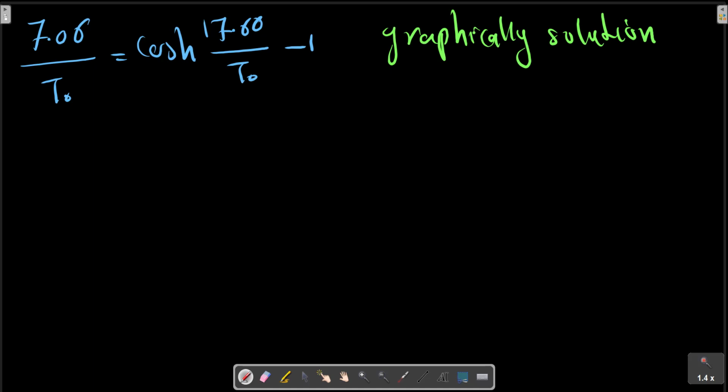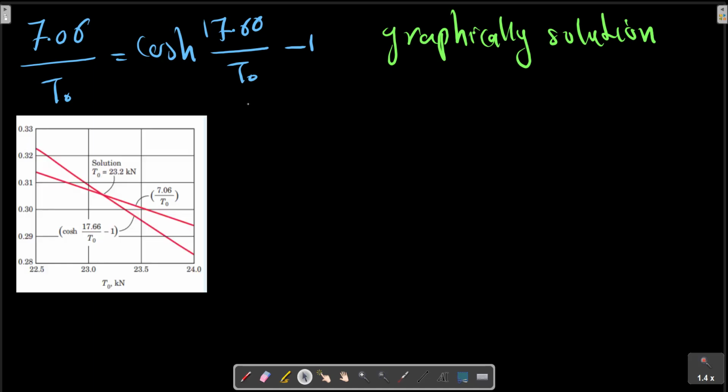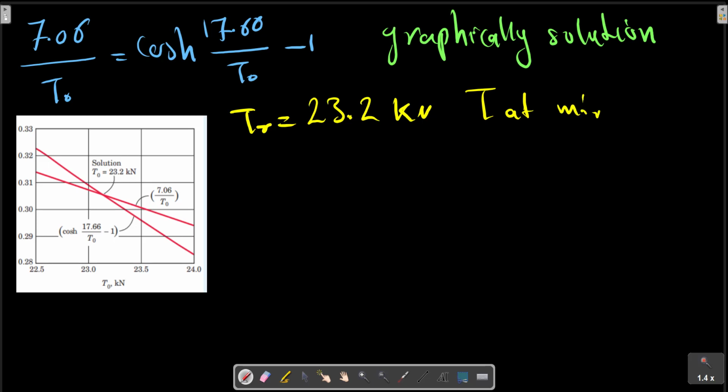We have this picture. So T0 equals 2 kilonewton for T at mid-length.